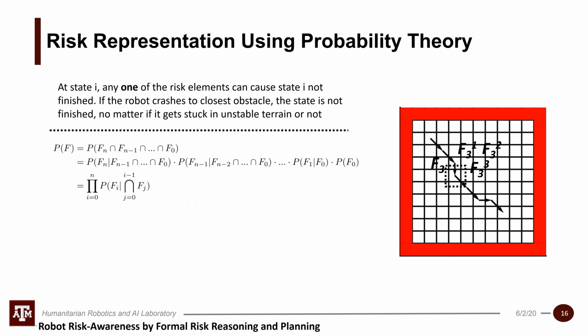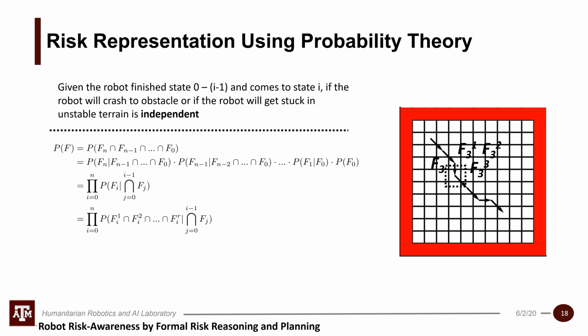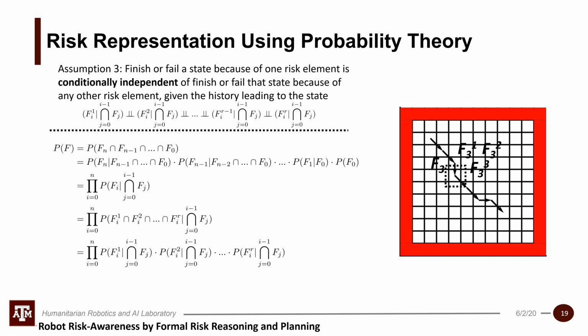At state i, any one of the risk elements can cause state i not finished. This is our assumption too. Fi is logically equivalent to Fi1 and Fi2 and all the way to Fir. Given the robot finished state 0 to i minus 1 and comes to state i, whether the robot will crash into an obstacle or get stuck in unstable terrain is independent. This is our assumption 3, conditional independence among individual risk elements. This allows us to take the individual events out and compute the product of the individual probabilities.